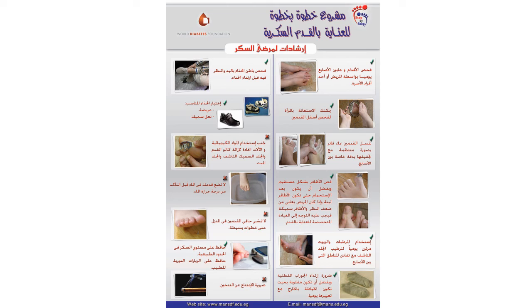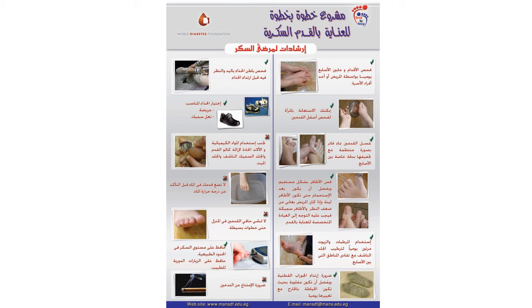Always wash your feet with tap water. Don't soak them. Just wash them and dry them thoroughly in between the toes. Dryness is very important to prevent fungal infection. Always cut the nails properly, as we said, in a straight line, and do not cut the sides of the nail. Use emollient once or twice a day to prevent dry skin, but never use the emollient in between the toes.